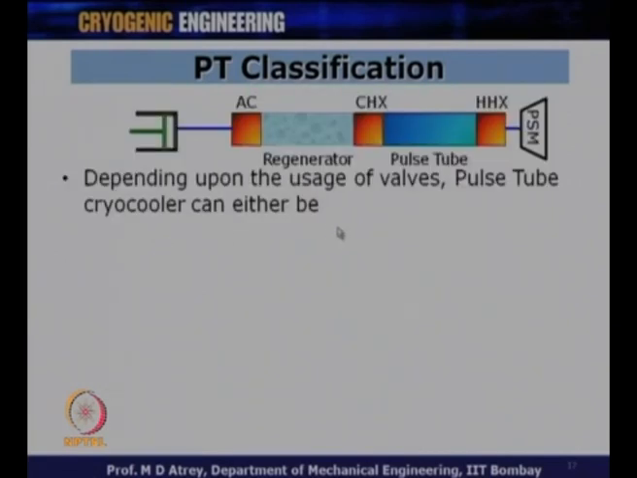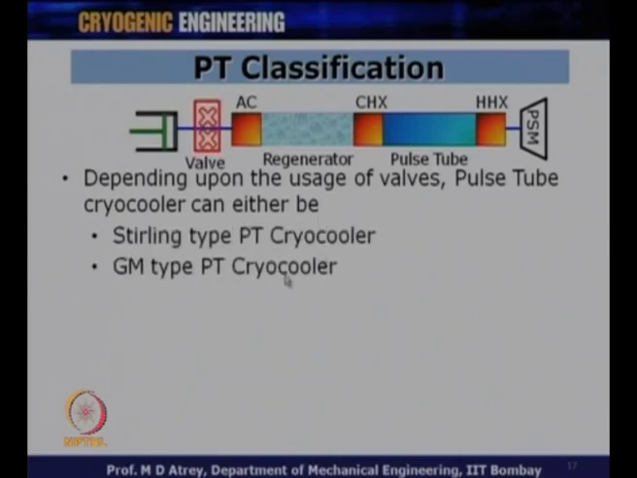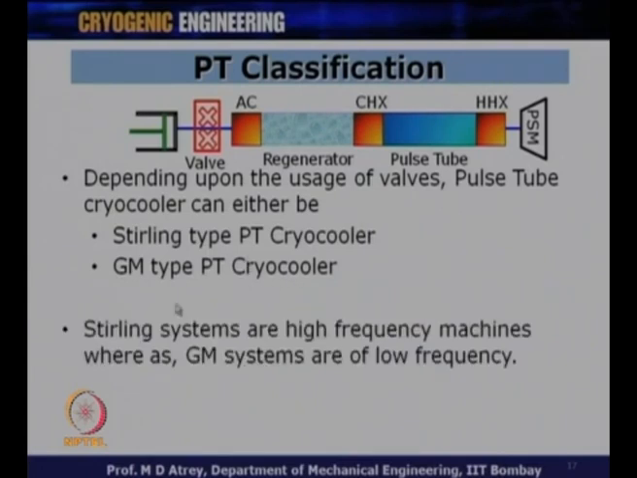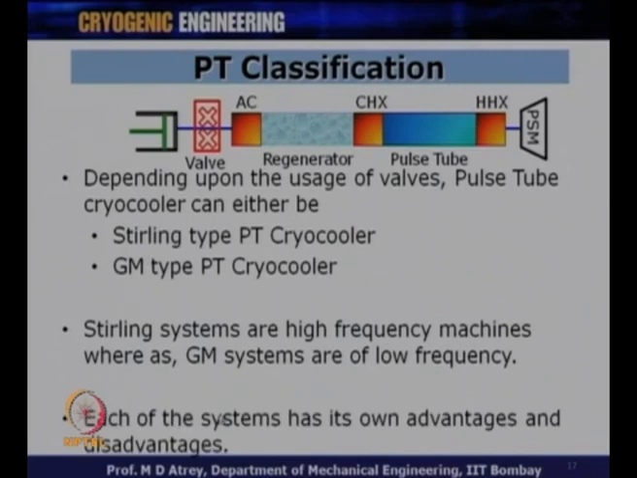So, as you know, depending on the usage of valve, the pulse tube cryocooler can either be a Stirling type pulse tube cooler or a GM type pulse tube cooler. The moment I say GM type pulse tube cooler, I get a valve over here. Stirling systems are high frequency machines, whereas GM systems are low frequency machines. I hope this is now entirely clear to all of you. Each of the systems, as you know, has its own advantages and disadvantages.